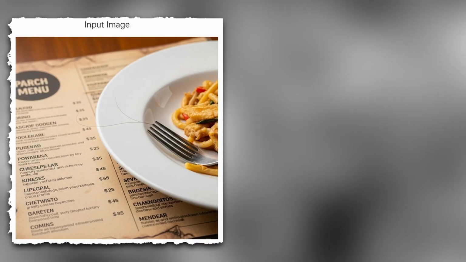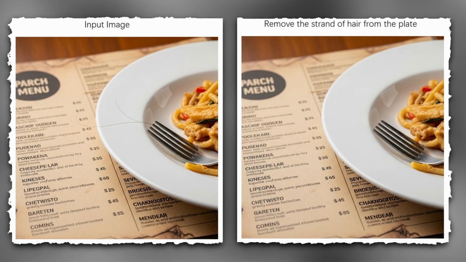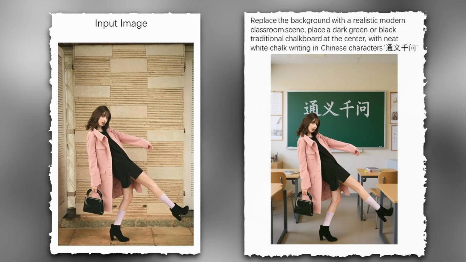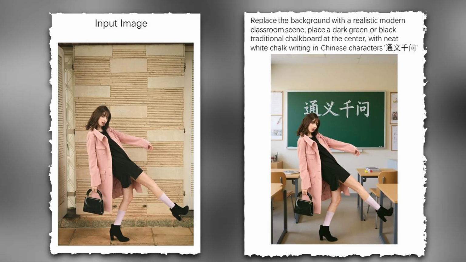Remove a strand of hair from this portrait. Qwen Image Edit gets it right and leaves the rest of the photo untouched. Swap the background for a classroom and rewrite the chalkboard text. Done, and the subject's shadow and lighting all match the new setting.